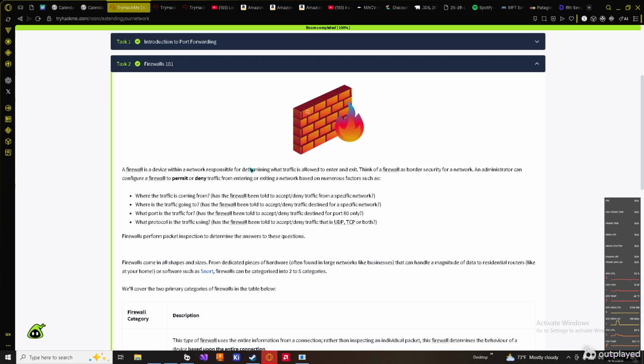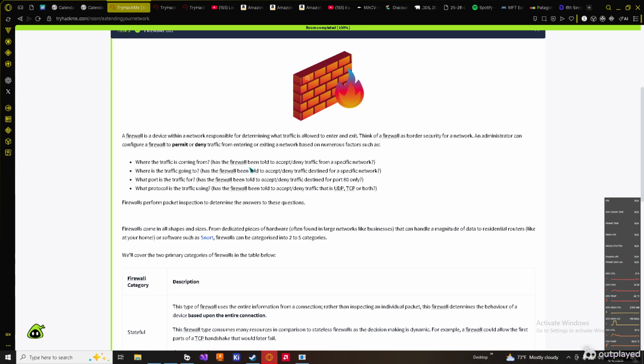Firewalls. This is the portion talking about what a firewall is, what a firewall does, whether or not an IP address is permitted or denied to enter a server or router or network of sorts.